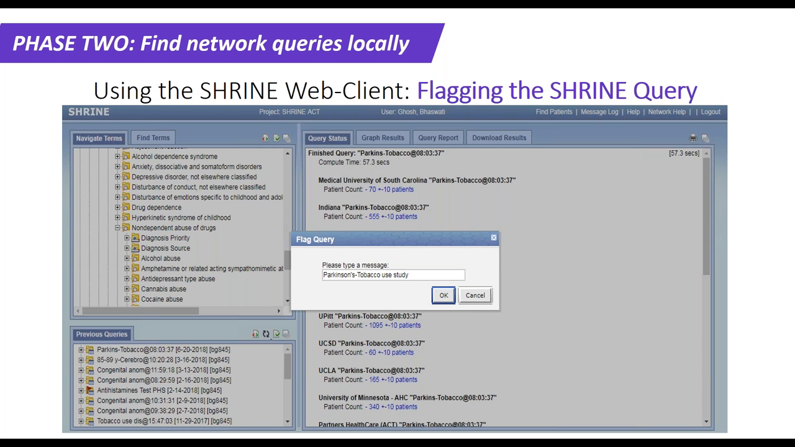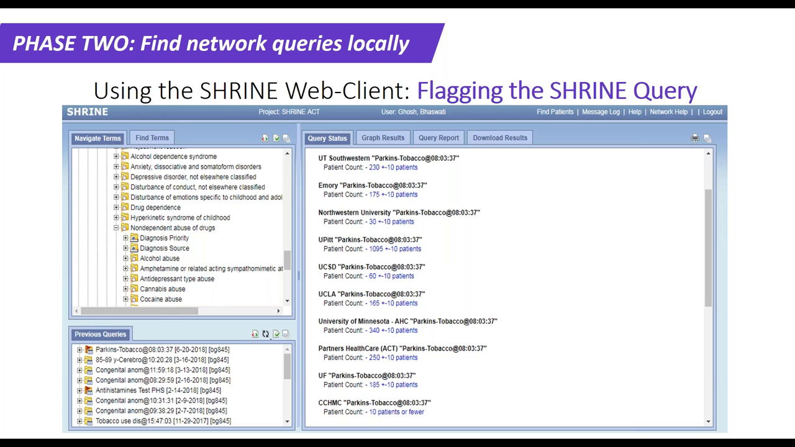Now, the message there is a very generic one, but a PI can put a very meaningful message there. And when he clicks OK, that meaningful message goes across all the ACT sites again, so that the other ACT sites know that this is something they want to work on, they have to take action on. And after the flagging is done, the PI will see this icon here change to this. That's an indication that the flagging has been completed.